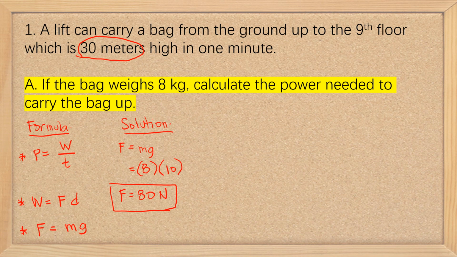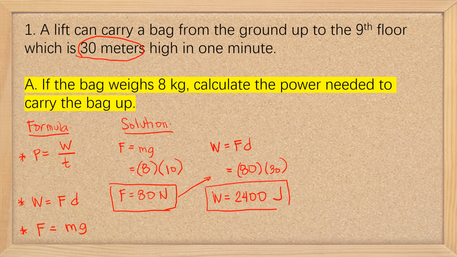So here is our solution. Work is equal to force times your distance. Our force here is 80, right? We got it here. And then multiply by the distance, which is your 30 meters. So work is equal to 80 times 30. You will get 2,400. What's the unit? Okay, joules. Very good. So remember that work, we express it with a unit joules.